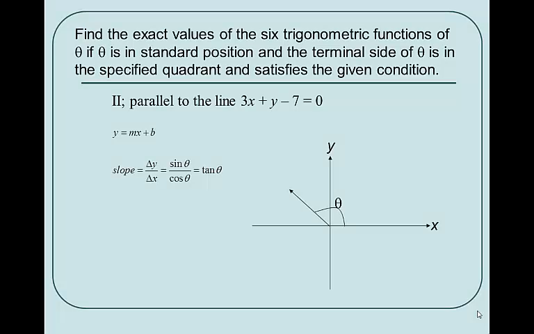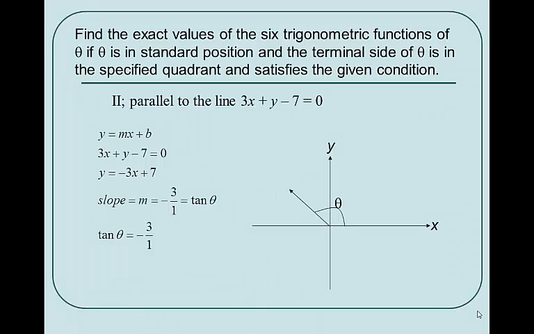So I drew it in quadrant 2, and I've written this again. y equals mx plus b, slope equals change in y over change in x, sine over cosine, and that is equal to tangent. So the line is actually y equals -3x plus 7. So this line actually intersects the y-axis all the way up there at 7. I don't care where the line's at. All I care about is the slope is -3. Now notice I wrote that as -3 over 1 because we really like to have fractions with these.